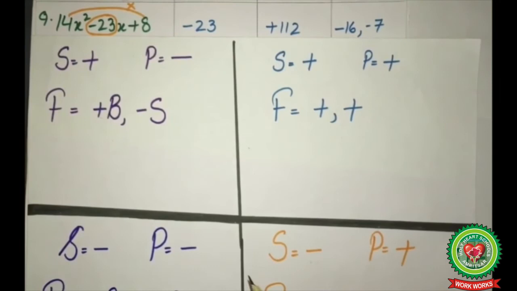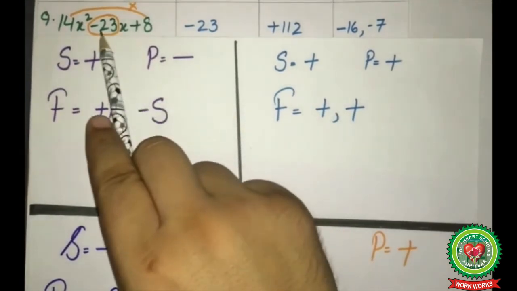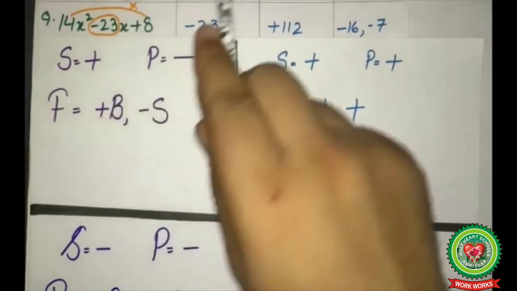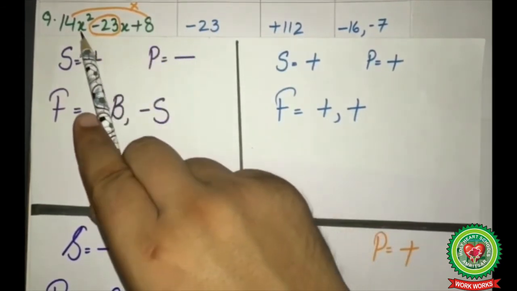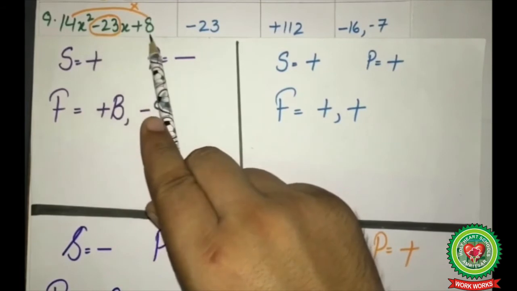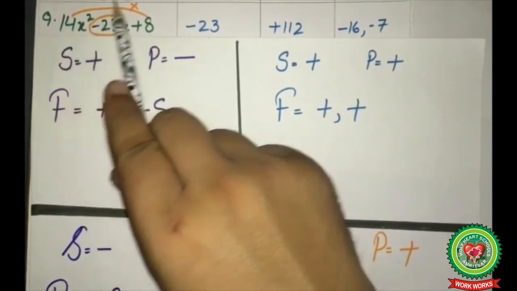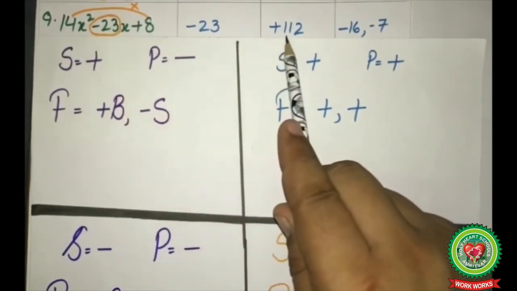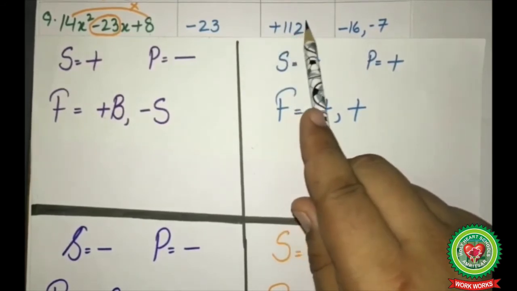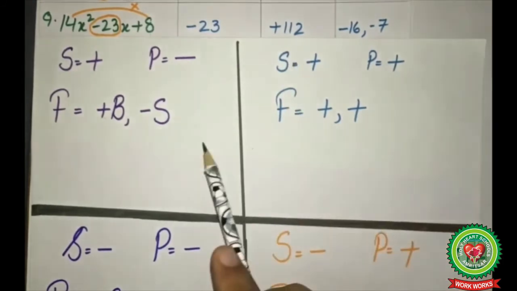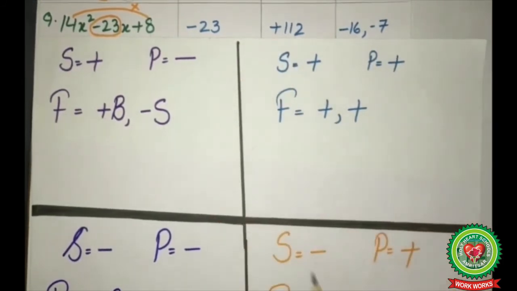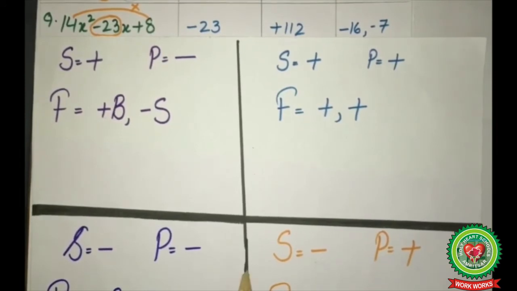So in this example, the coefficient of x is minus 23. So the sum required is minus 23. And the product of the coefficient of x square with the constant term, that is 14 into 8, comes out to be plus 112. So the product required is plus 112.